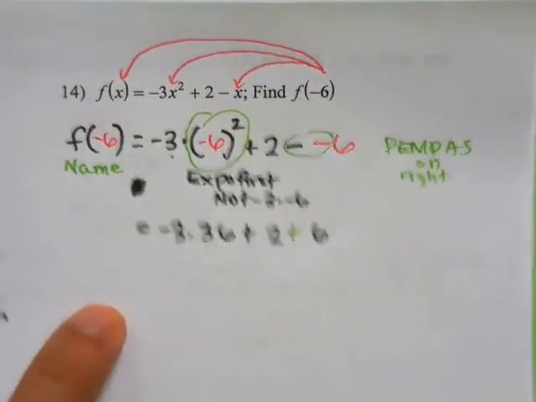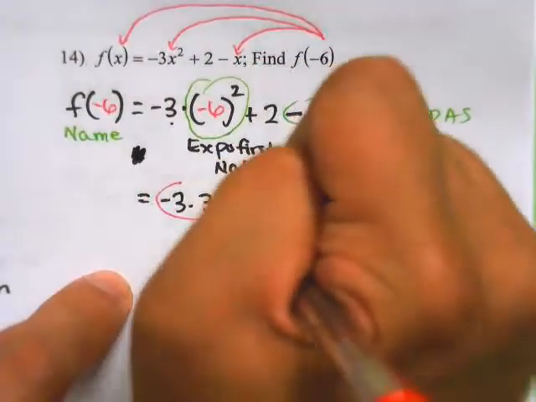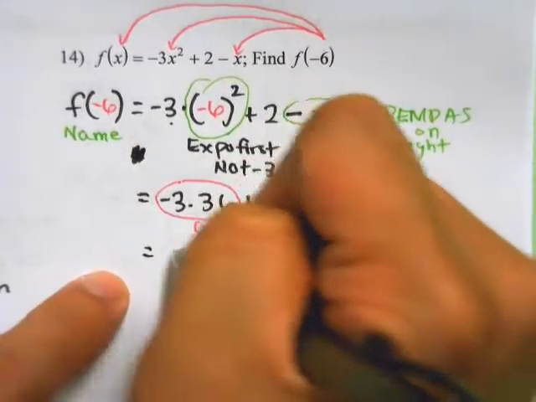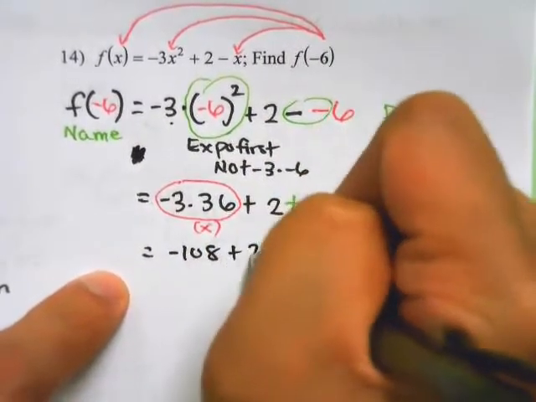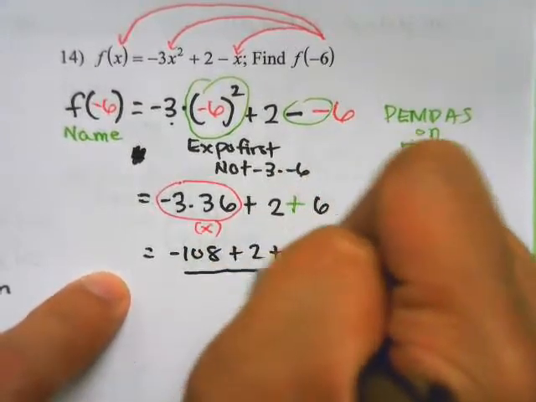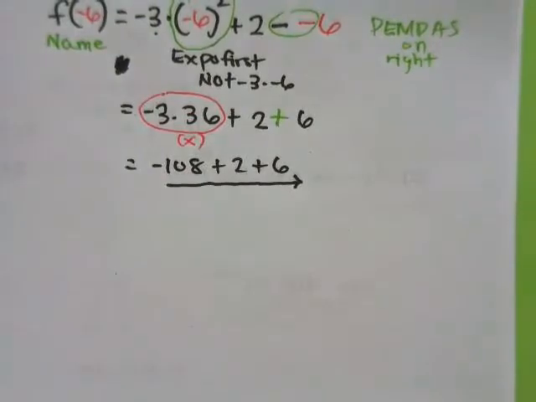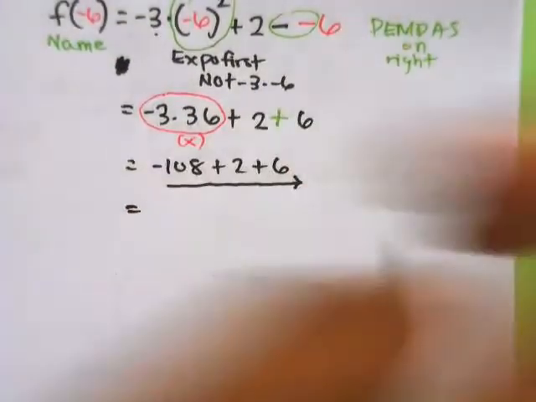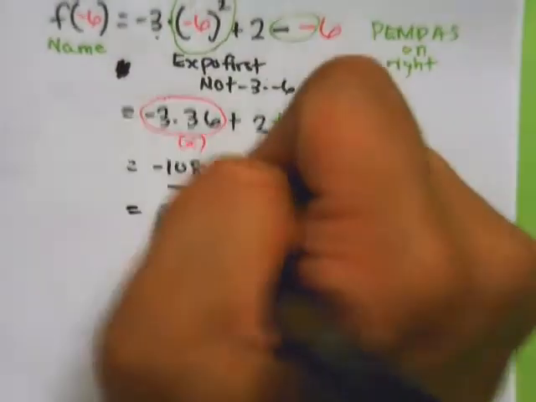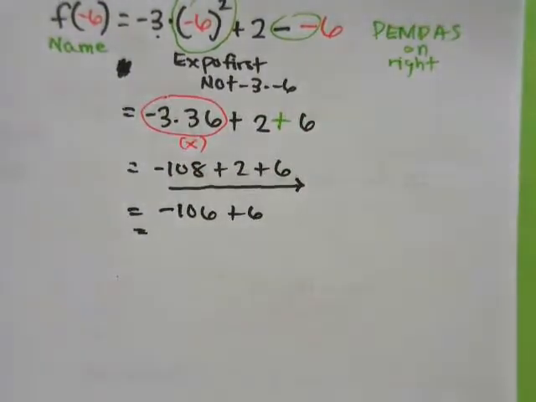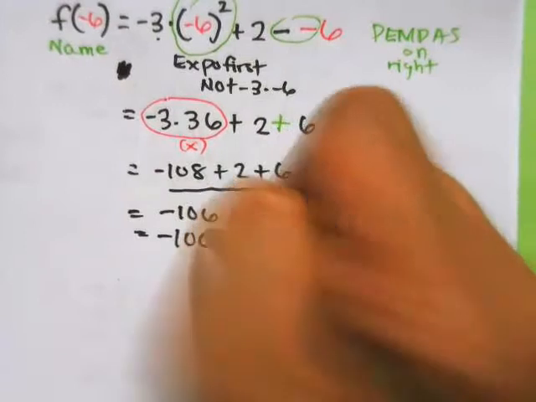I had to use the calculator a little bit. Now we can do the multiplication. Negative 108 plus 2 plus 6. We are only left with additions, so we're going to go from left to right. So negative 108 plus 2 is going to be negative 106. And then negative 106 plus 6 is going to be negative 100.